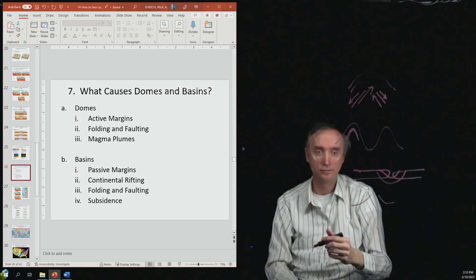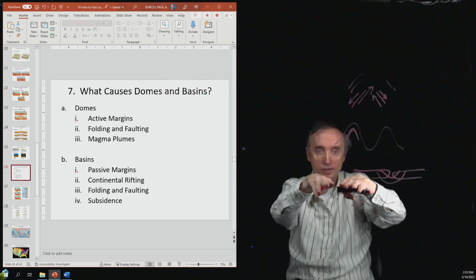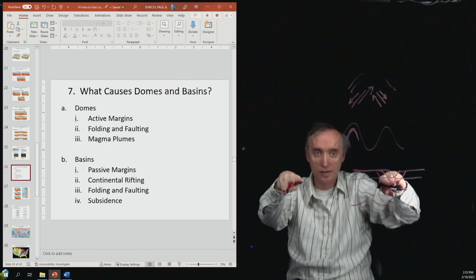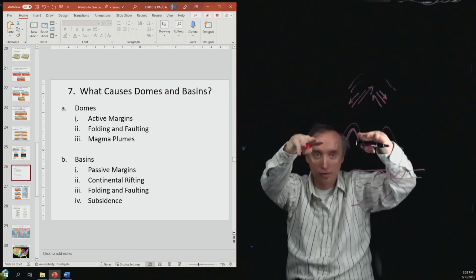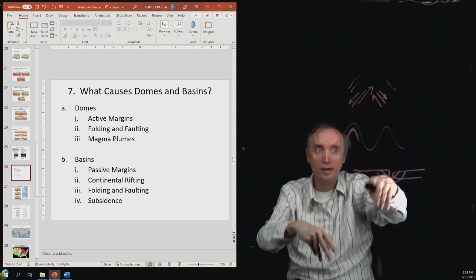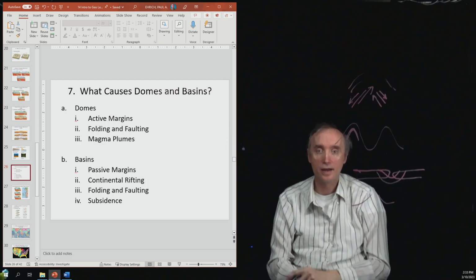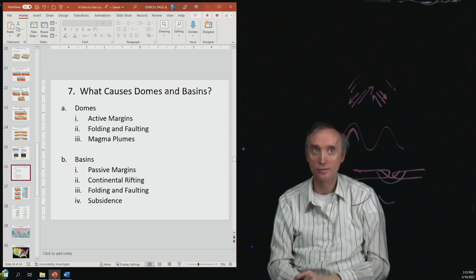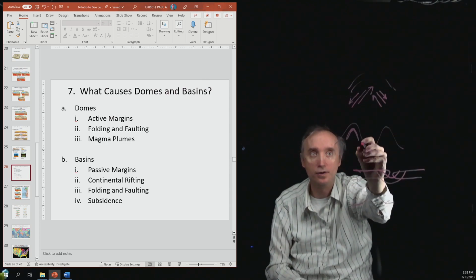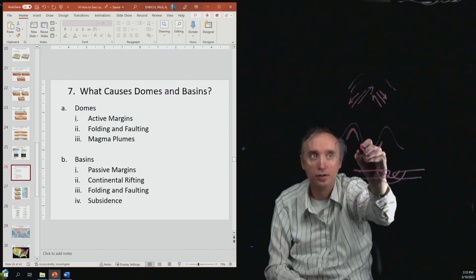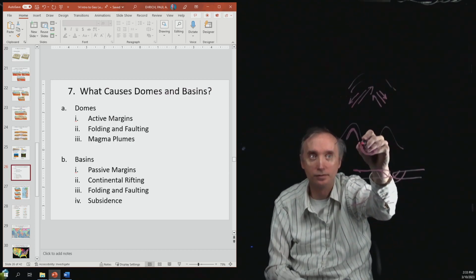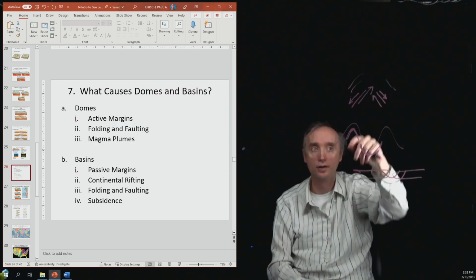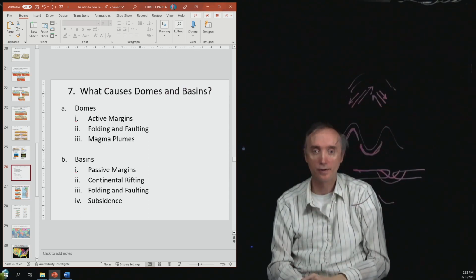Continental rifting. So you've got these two plates that are coming apart because of rifting, and then the ground sags in between, and so there you've got that. Okay, folding and faulting can also result. So right here, for example, that's going to be a basin if that occurs over some other layers there.